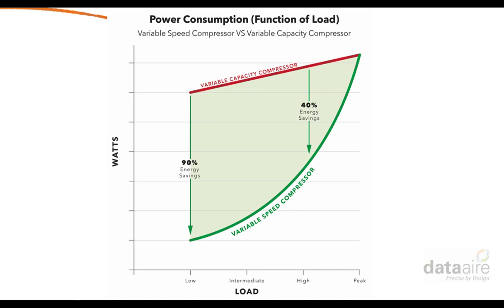So that may be kind of confusing, but to give you an example, if you reduce the motor speed from 100% to 70%, you only use about 35% of the power that you used at 100% speed. So a 30% reduction in speed gives you a 65% reduction in input power. So that's a huge savings.